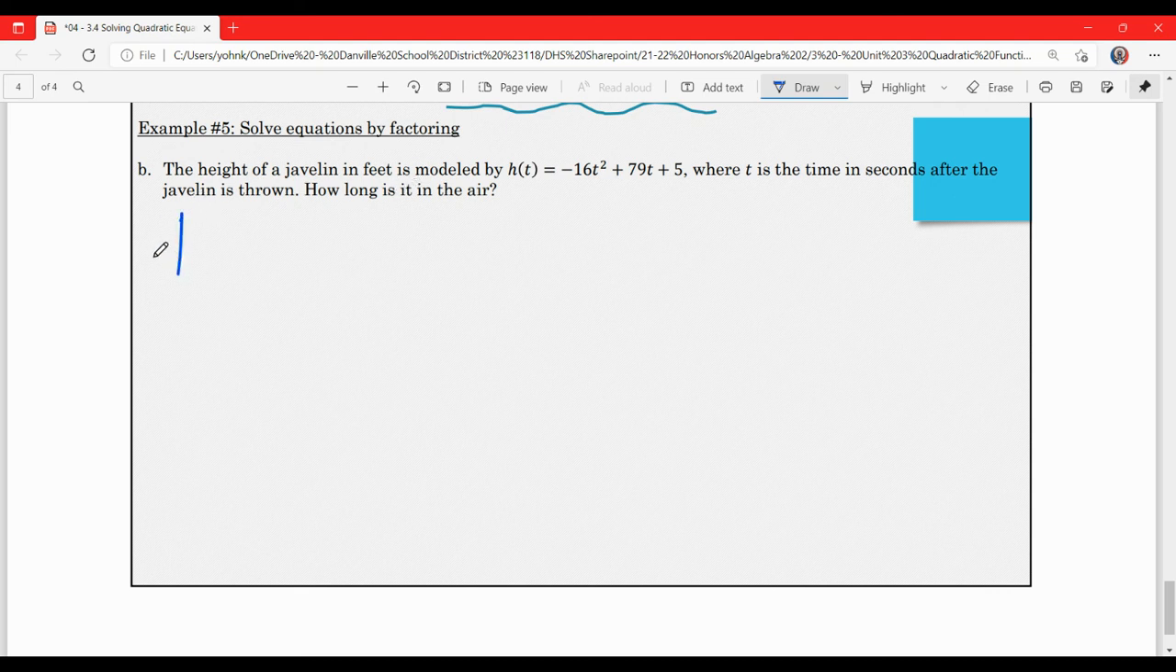Well, remember, when anything is thrown or kicked, it follows a parabolic path. Remember, this 16 is for gravity. This 79 is your initial velocity. And the 5 is how far off the ground you are. So if I want the javelin hitting the ground, then I want the equation equal to 0.